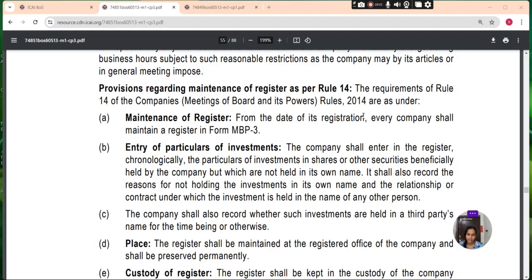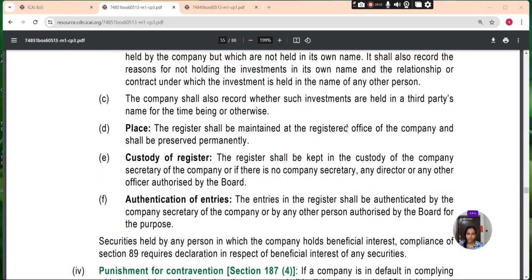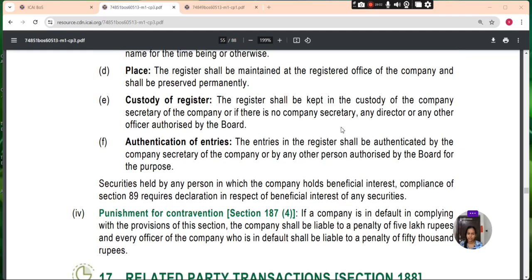It will be preserved. Then what comes next? What will be the custody of register? The register shall be kept in the custody of the company secretary of the company, or if there is no company secretary, any director or any other officer authorized by the board.